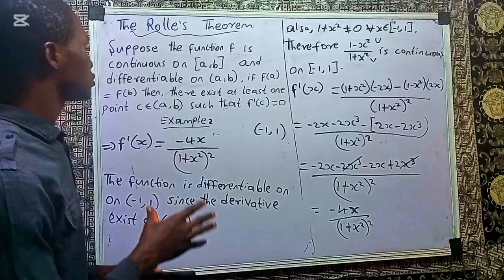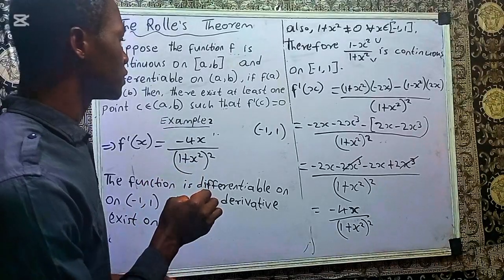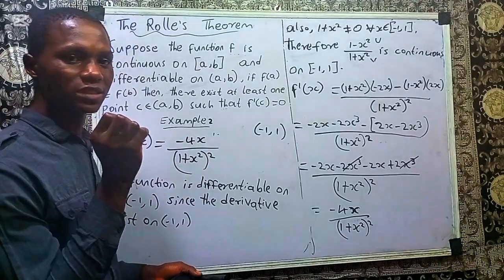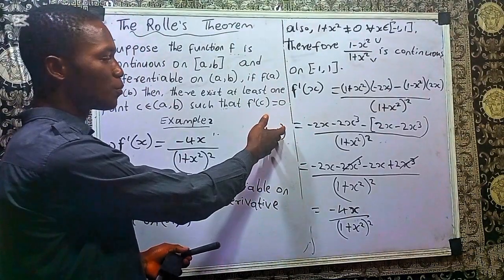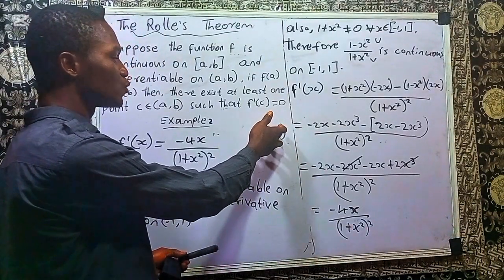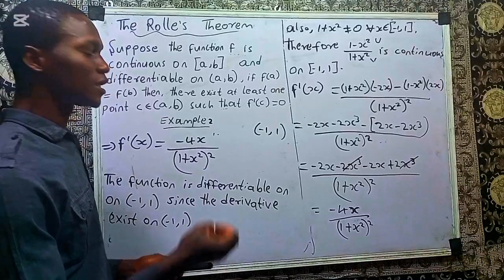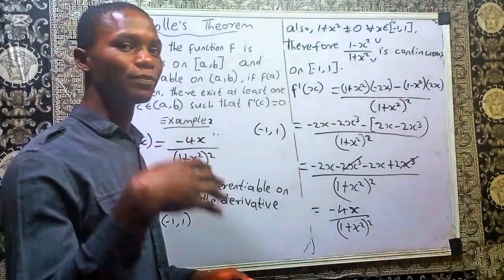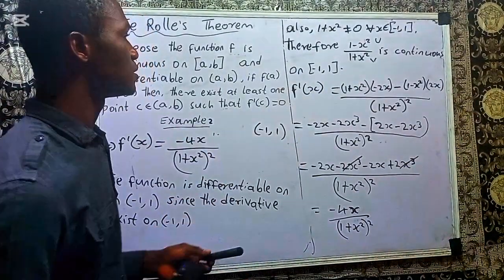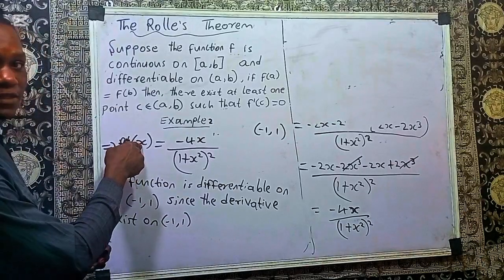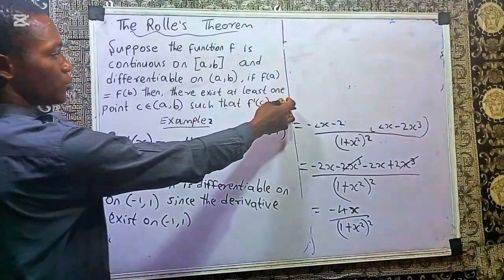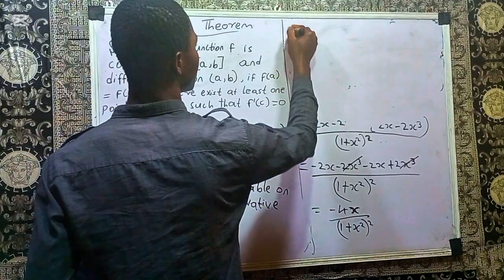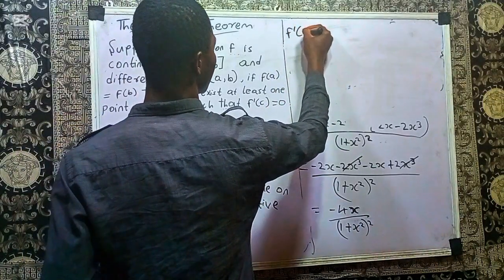So the next thing we are going to check, we will check whether we can find that point c, which is inside this open interval. That's a number between negative 1 and 1, such that the derivative of the function at that point will give us what? 0. We replace x with c here and solve and set it to be equal to what? 0. So we now say f prime at c.